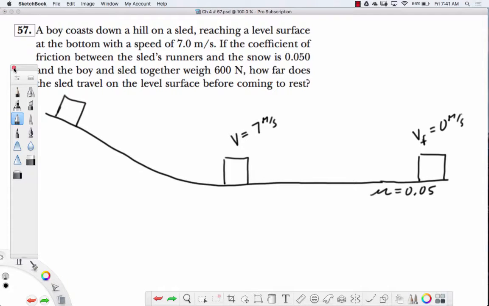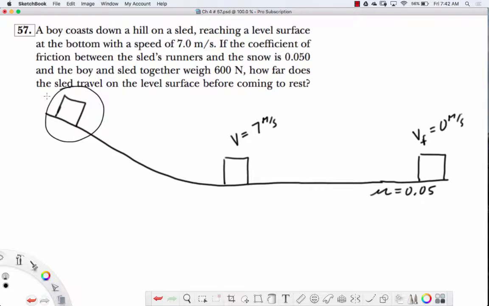All right, so we have a sled starting at the top of a hill. A boy coasts down a hill on a sled. So we got the object starting up here, and it slides down the hill. But where does the problem really begin? Does the hill have anything to do with this problem?